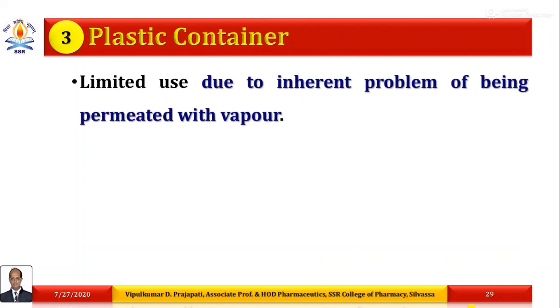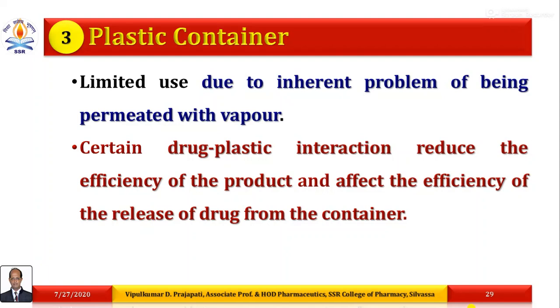Plastic container, this is the third type of aerosol container. Limited use due to the inherent problem of being permeable to vapor. They readily permit vapors. Certain drug plastic interactions reduce the efficiency of the product and affect the release of drug from the container. Hence, plastic type of container is very limited in pharmaceutical aerosols.